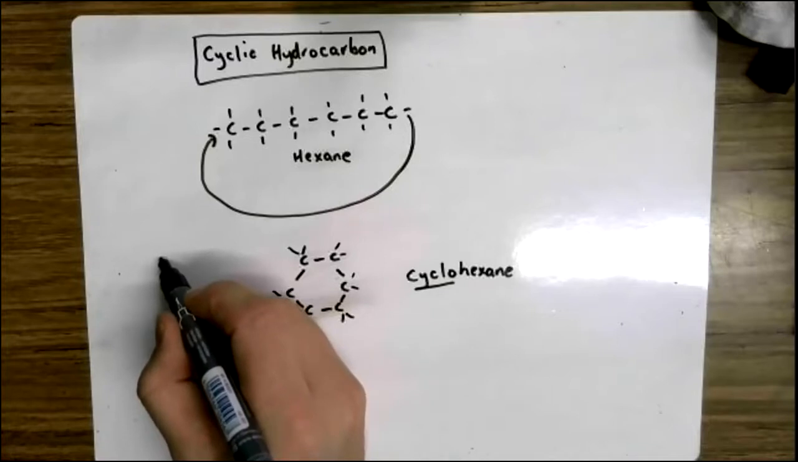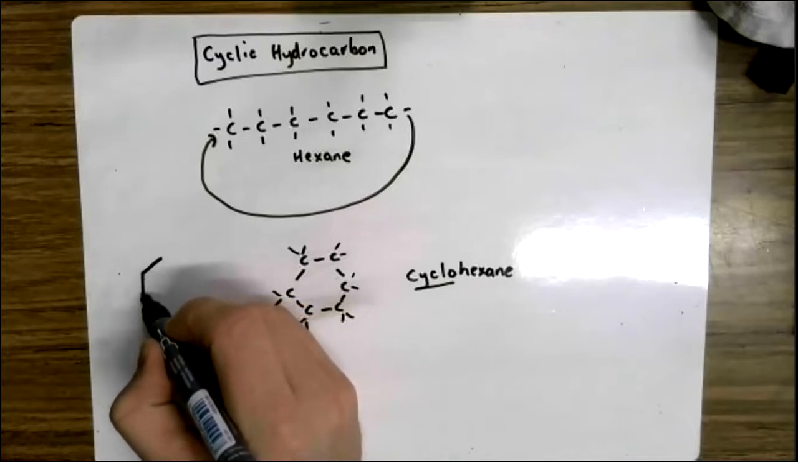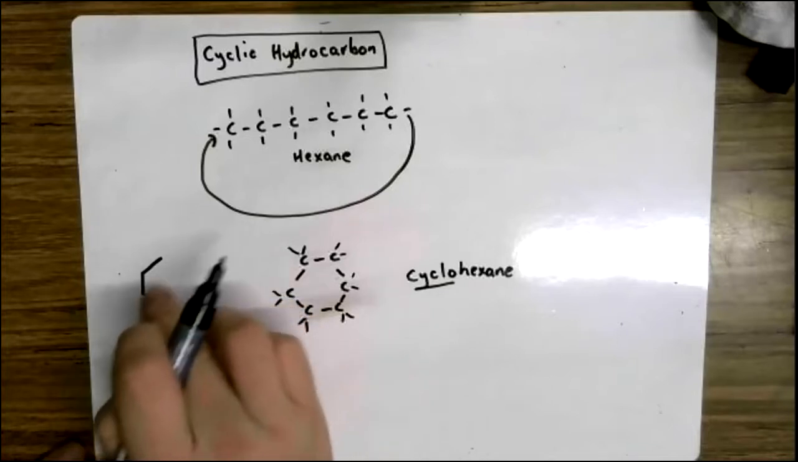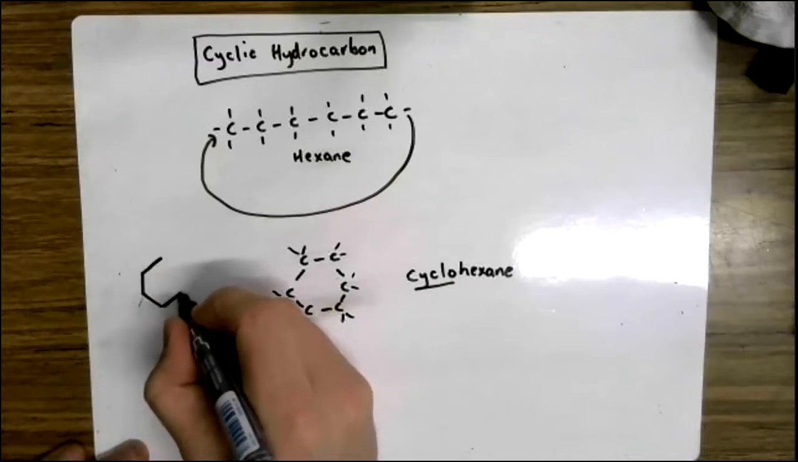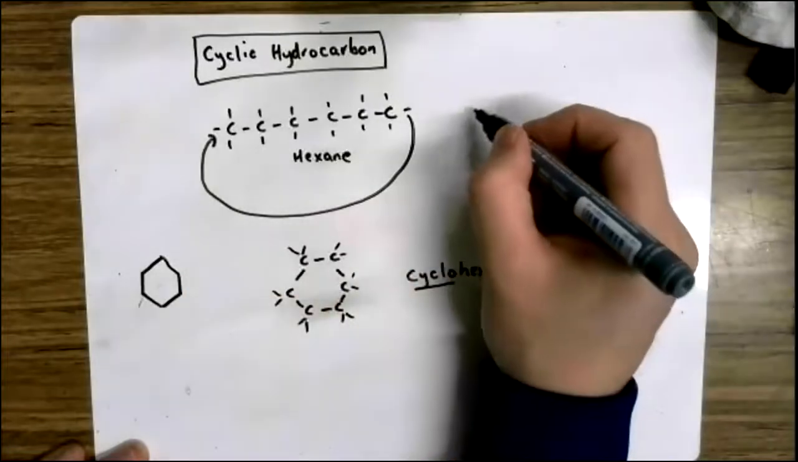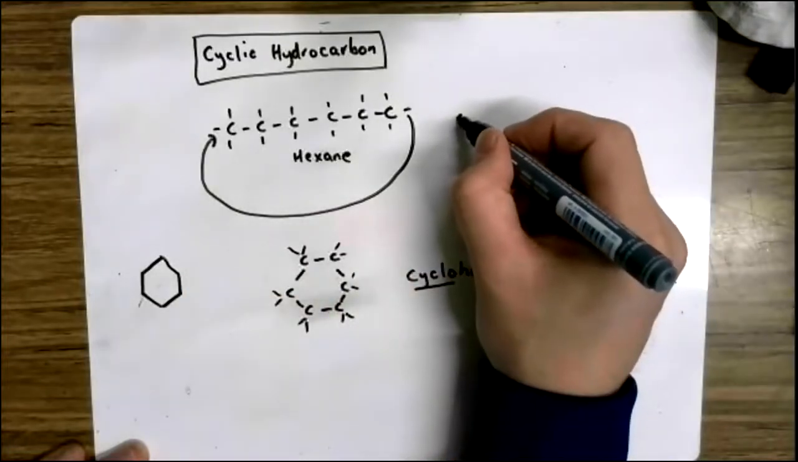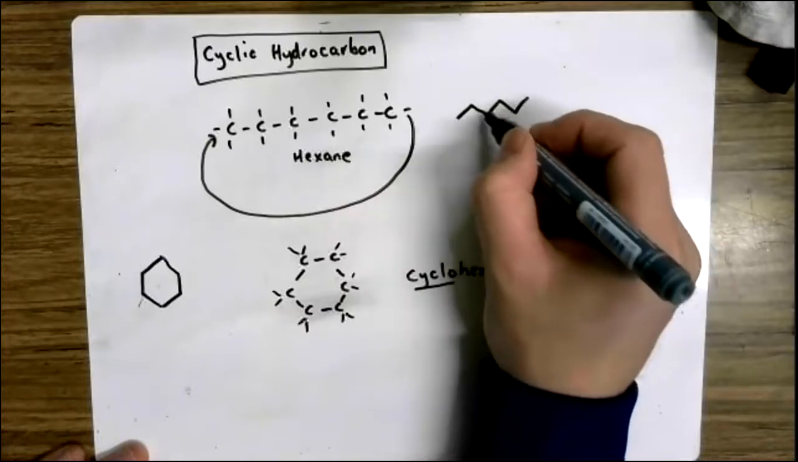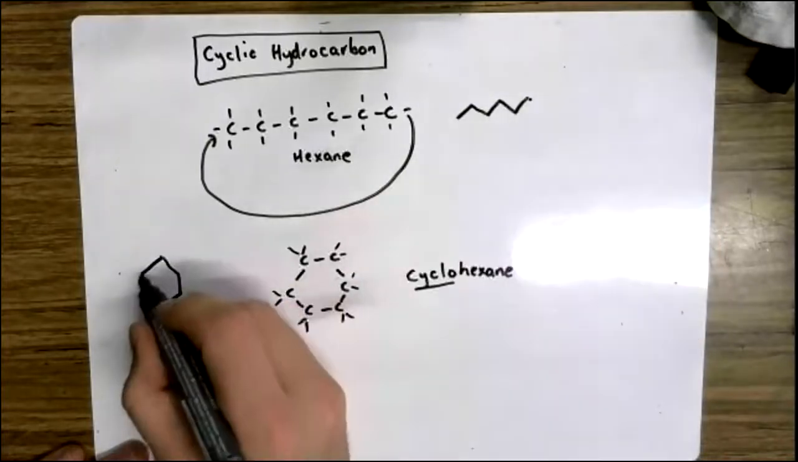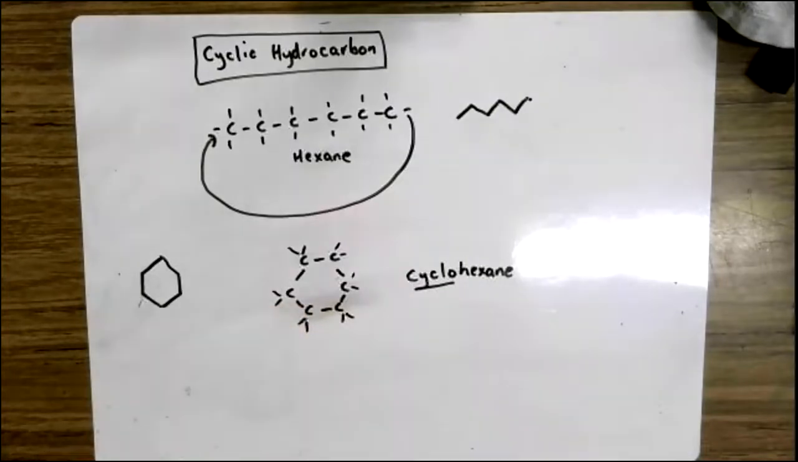Sometimes if we were to draw just a skeletal formula, we don't need to draw the carbons and the hydrogens, we would just draw a line, we'll just draw a hexagon like that. The skeletal formula for this one would just be like this. 1, 2, 3, 4, 5, 6 carbons. So these are the skeletal formulas.